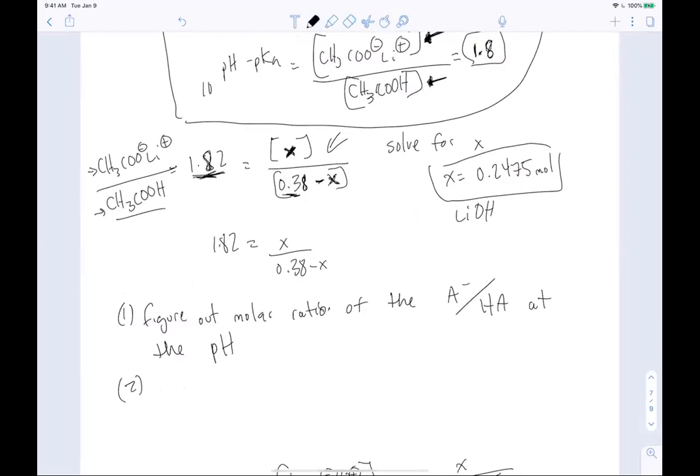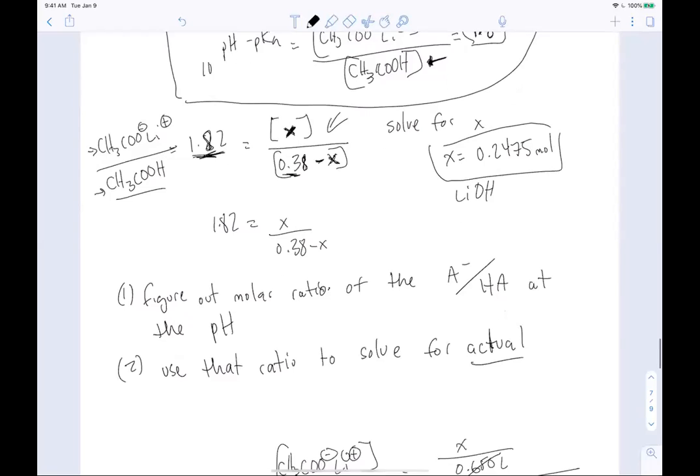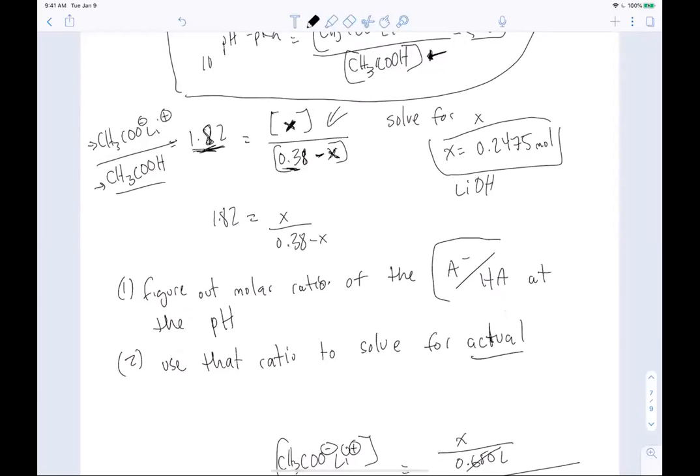And then step 2 is use that ratio to solve for the actual amount. What you're solving here is just a ratio. It's a pure number, so it doesn't have any concentration units associated with it. You're going to use that ratio to solve for the actual concentration, or in this case, moles.